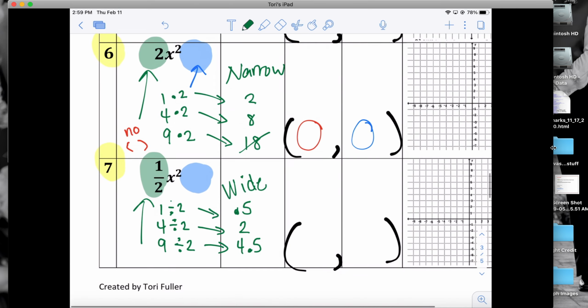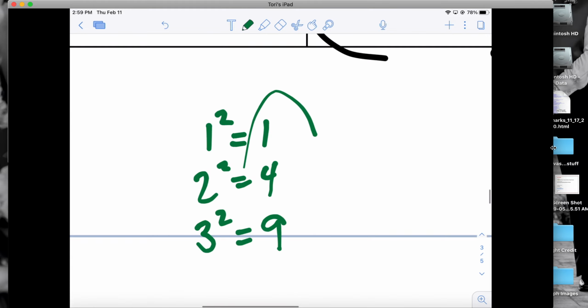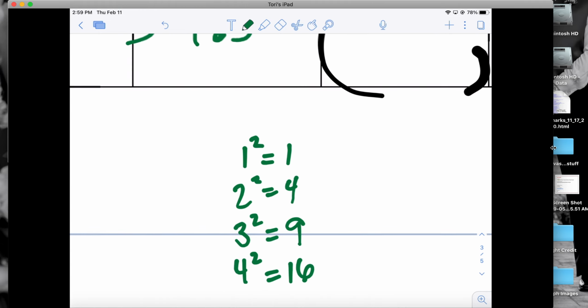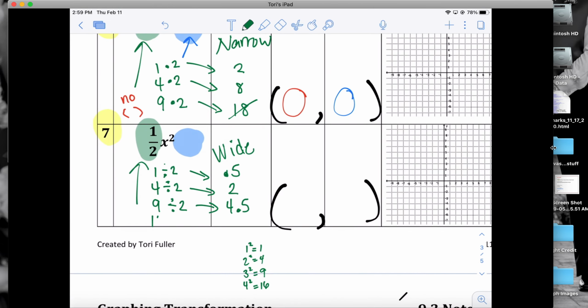If you think about where 1, 4, 9 comes from, remember that's 1 squared is 1, 2 squared is 4, 3 squared is 9. So we're used to these numbers. But we could actually say 4 squared is 16. And that helps me get my last point for number 7. So if I took 16 and cut him in half, that would give me 8. I'm going to have you write all of those out, okay?